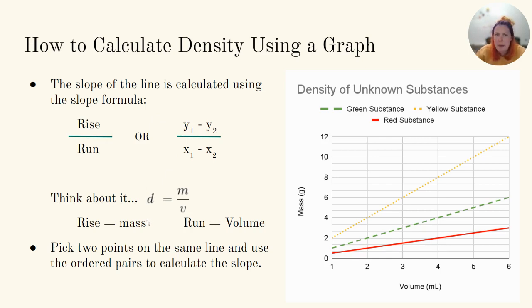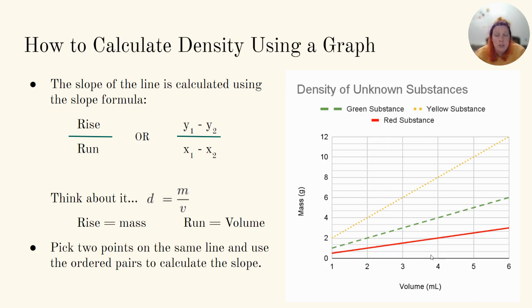So if you think about it, density is mass divided by volume. The rise is our y-axis, right? We're going up, rise. That's mass. And the run is volume. That's our x-axis. So if you think about it, rise, mass, over run, volume, is mass divided by volume. So that's how we're going to calculate density.